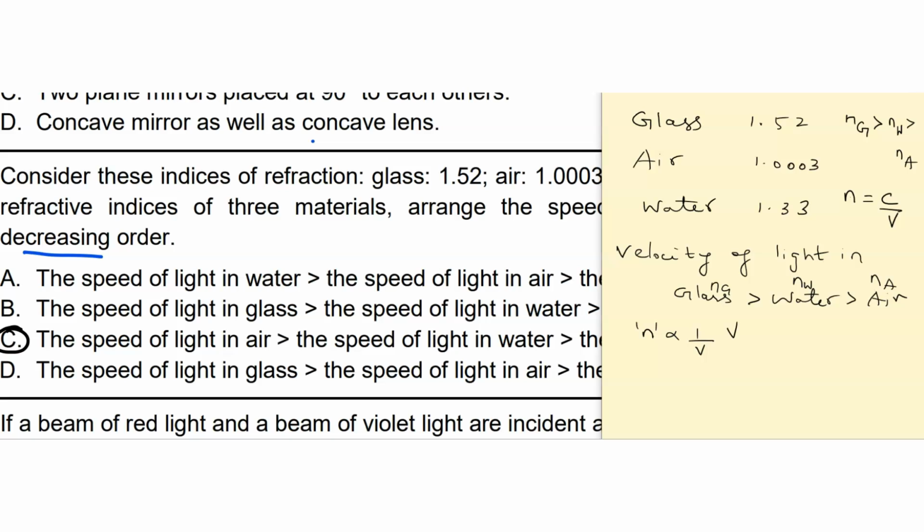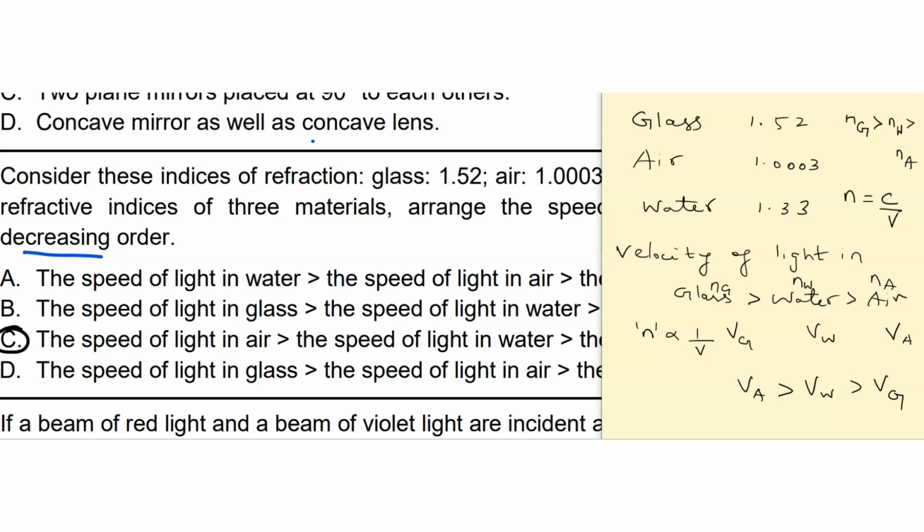Then how will the velocities be? So let us write the velocity of light in glass, velocity of light in water, and velocity of light in air. They are inversely related. Which has the greatest refractive index? When light passes through that particular glass medium, it is going to have the least velocity, right? So the velocity of light in air is greater than in water, and the velocity of light in water is again greater than the velocity of light in glass. So their arrangement will be v air greater than v water, which is again greater than v glass.